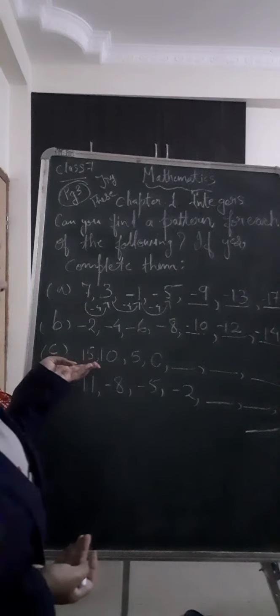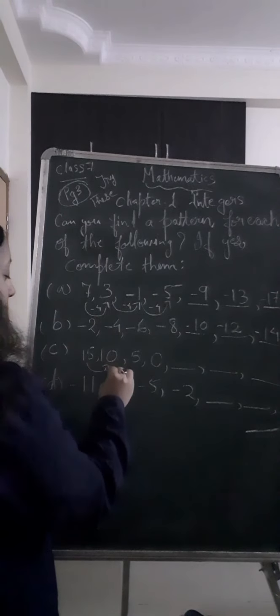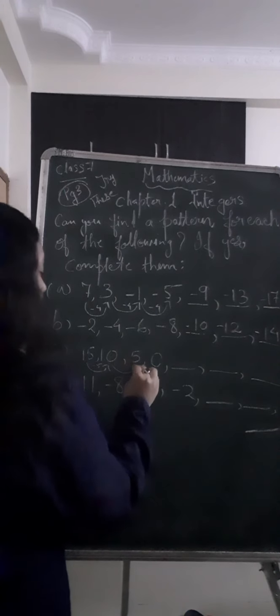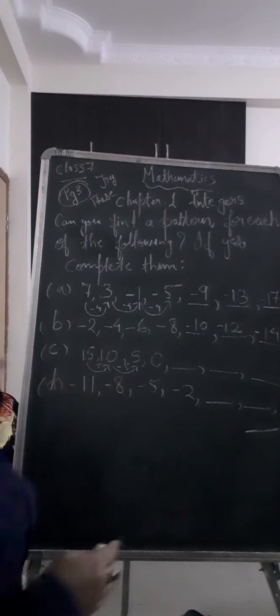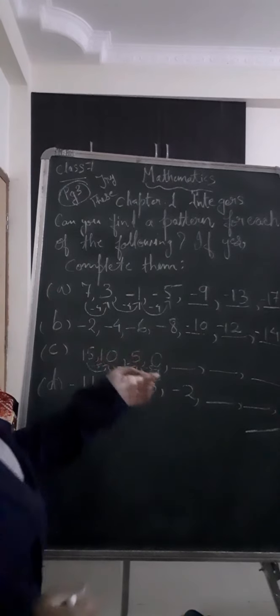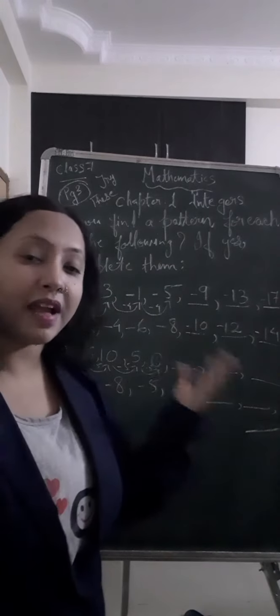Now next one, question number C. Over here, from 15 we are getting 10. So we are subtracting 5 from the given term. Then from 10 we are getting 5. So again we are subtracting 5 from 10. Then from 5 we are getting 0. So again we are subtracting 5 from 5. So from each term we are actually subtracting 5 every time.